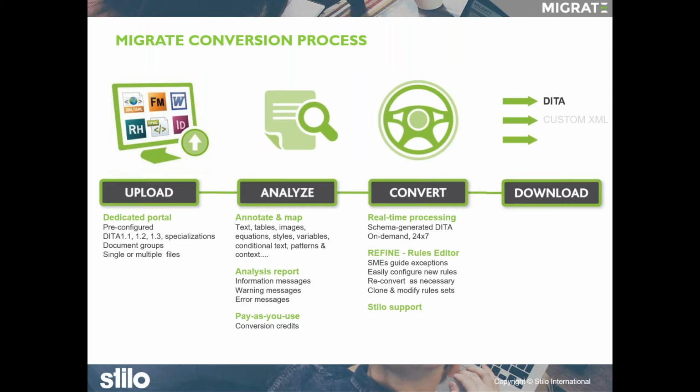Once the user accepts the conversion charges, Migrate proceeds with converting the document. The conversion is schema driven, so it'll always generate valid data. Now, if the data output is not quite right, changes can be made in the rules editor, and then the document can be put back through and reconverted at no additional cost. So essentially, Migrate gives you the capability to guide your conversion to the required output, and you only pay once for each document.